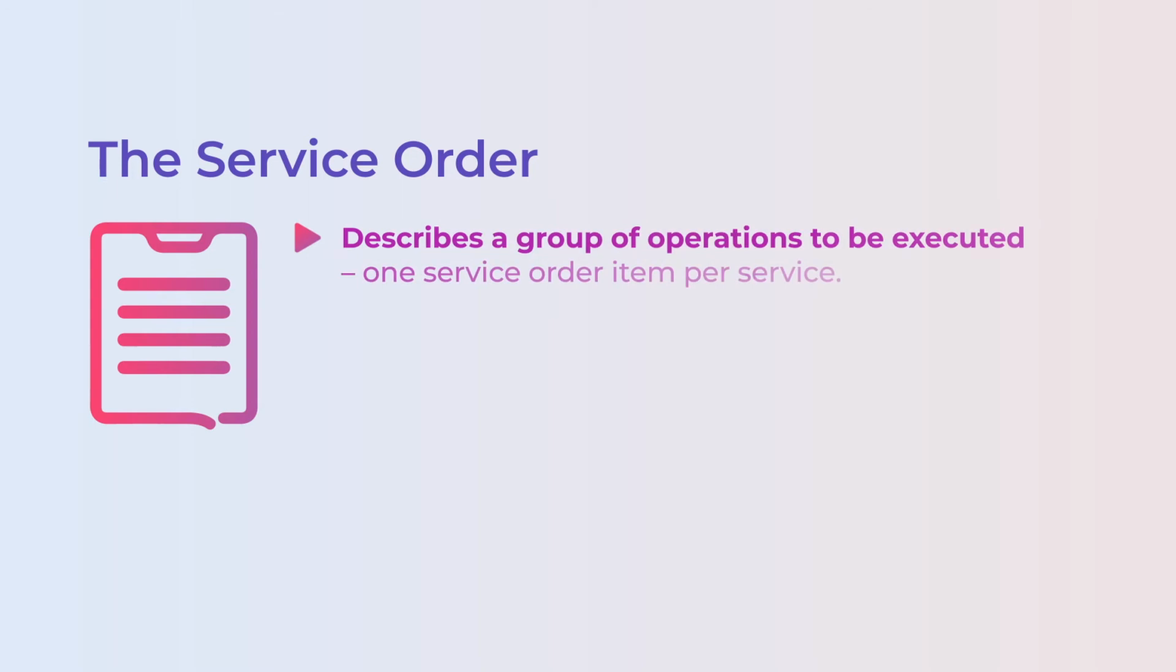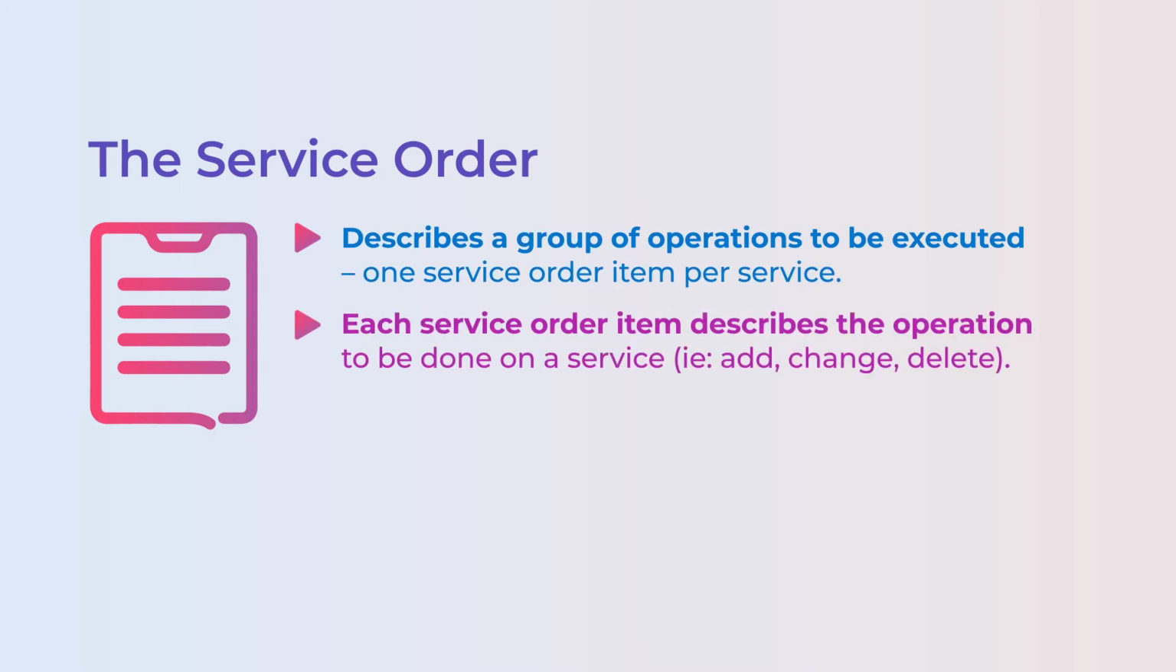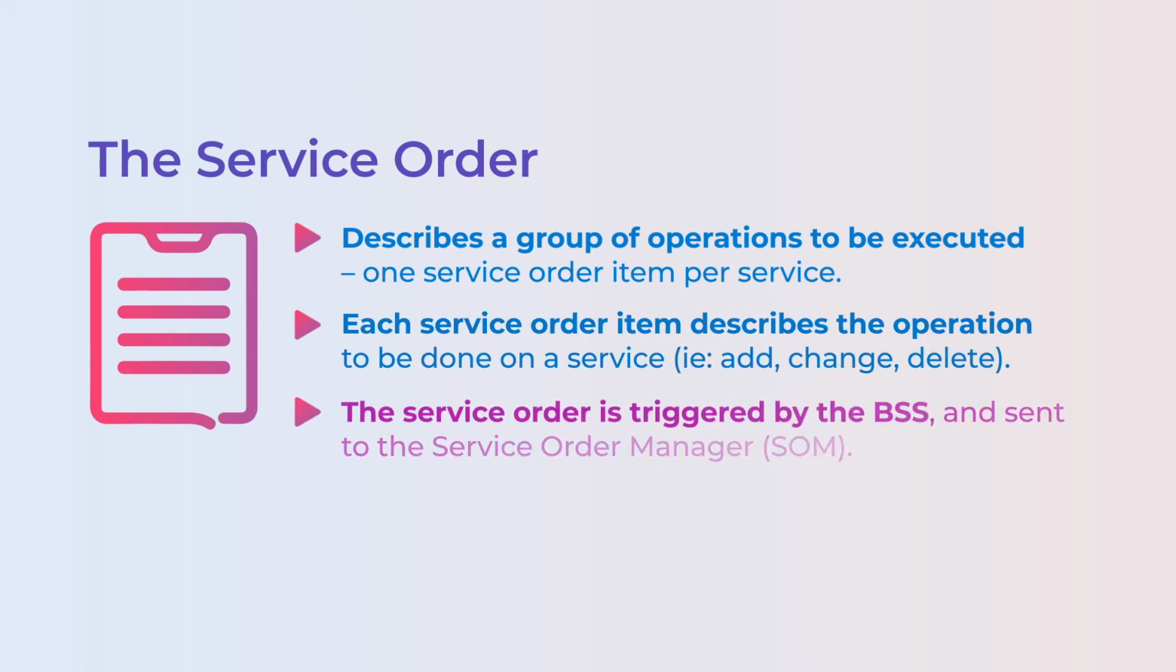Going back to the service activation process, we mentioned that the process begins when a customer requests a new service, or a change to an existing one, and a service order is created. But, what is a service order? A service order describes a group of operations to be executed in the form of one service order item per service. Each service order item describes the operation to be done on a service. An action at the level of the order item indicates the operation to execute. For instance, add, change or delete the service. The service order is normally triggered by the BSS, or any order entry system, and sent to Symphonica's Service Order Manager.